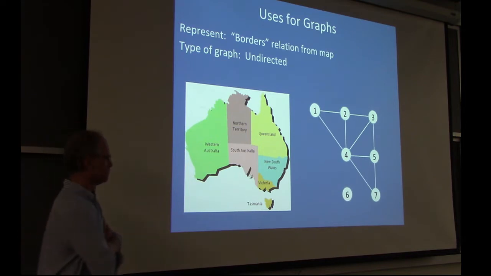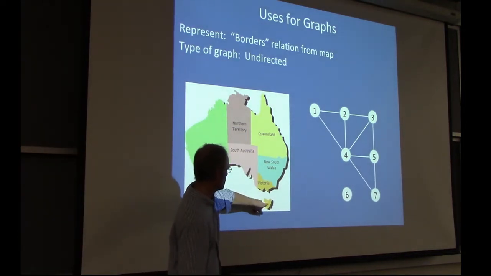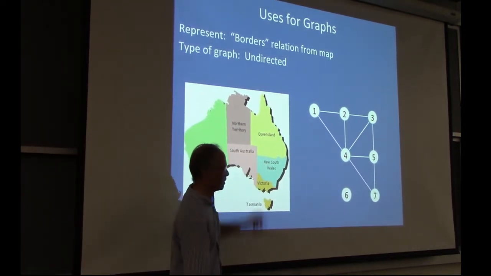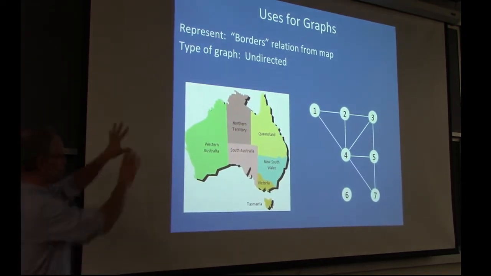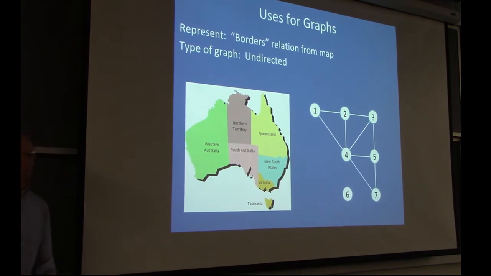Right. So let's see, Tasmania is 6, so it borders nothing. Victoria borders 2 things, and so forth. So you can tell this graph abstracts the border information from that.